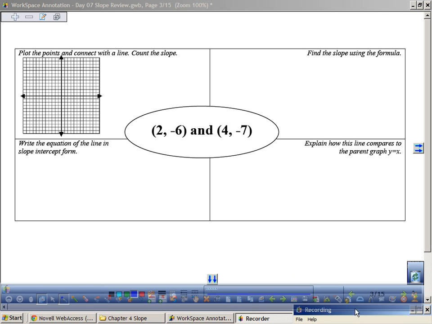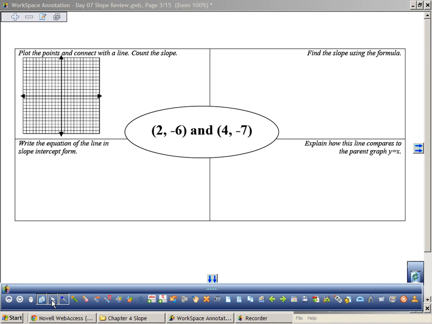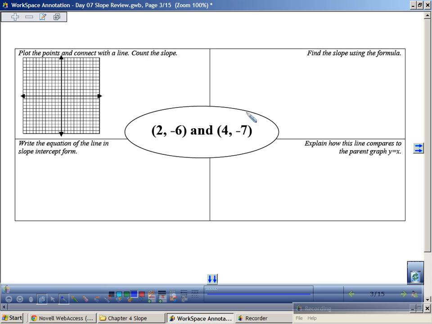Let's review some slopes. So this first is called a four-square. Usually we use four squares when we like to review a certain concept and view it from different viewpoints. So plot the points and connect with a line.